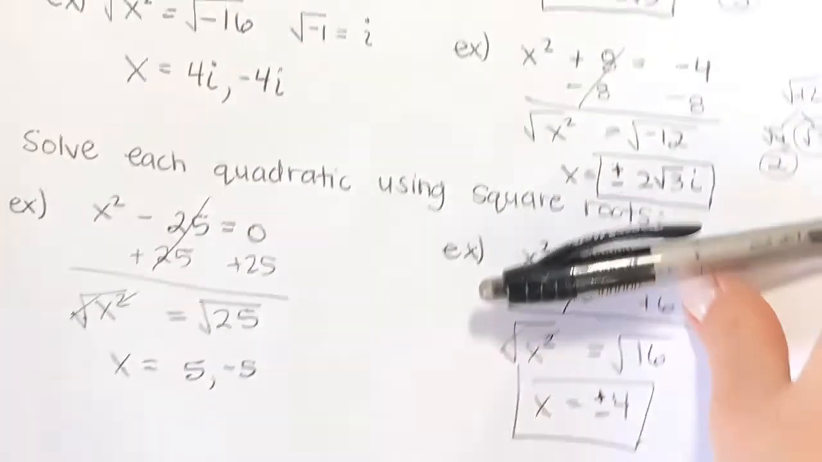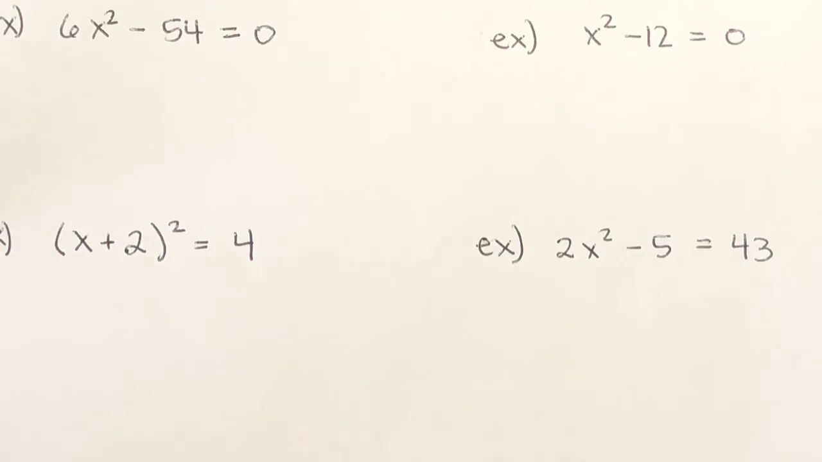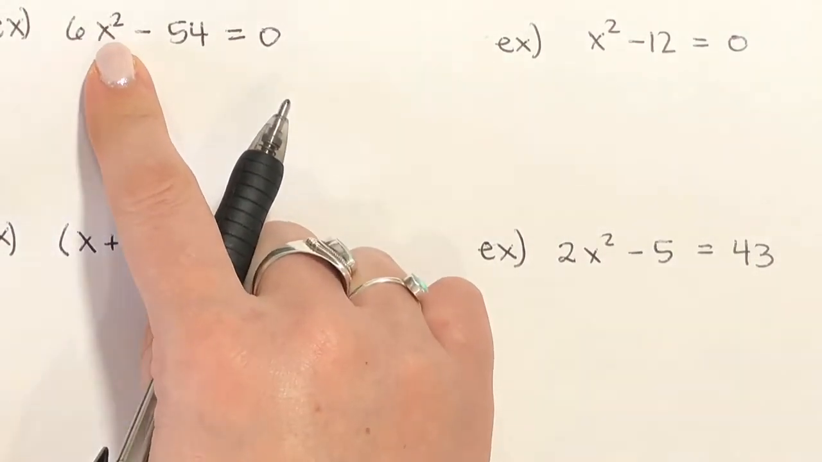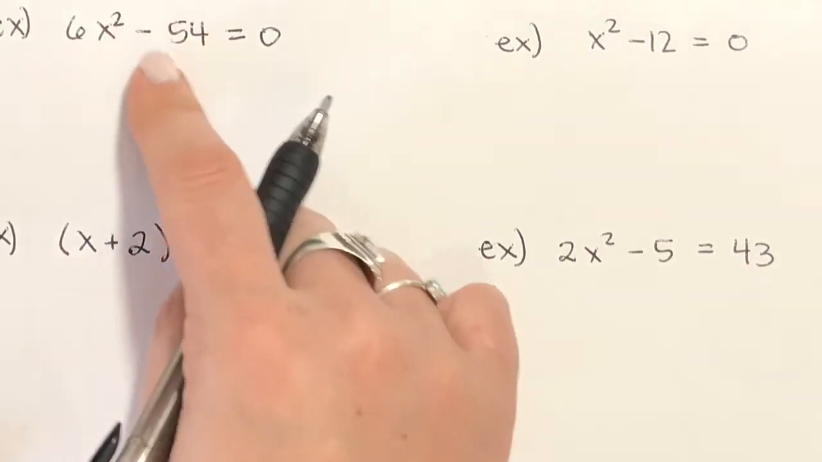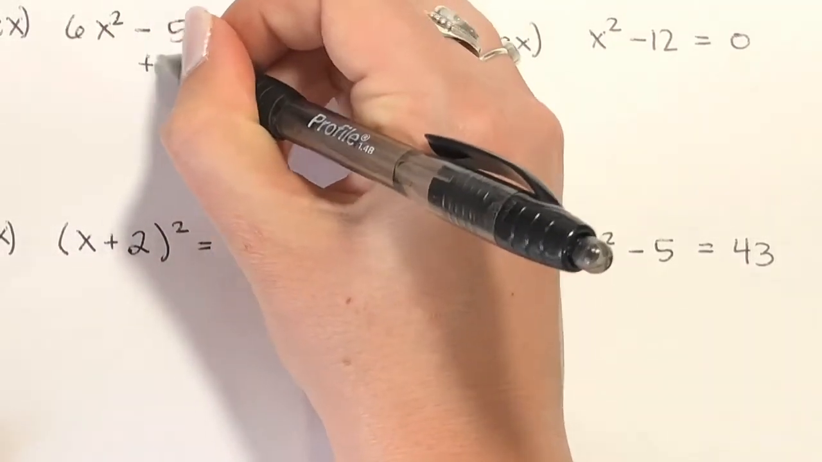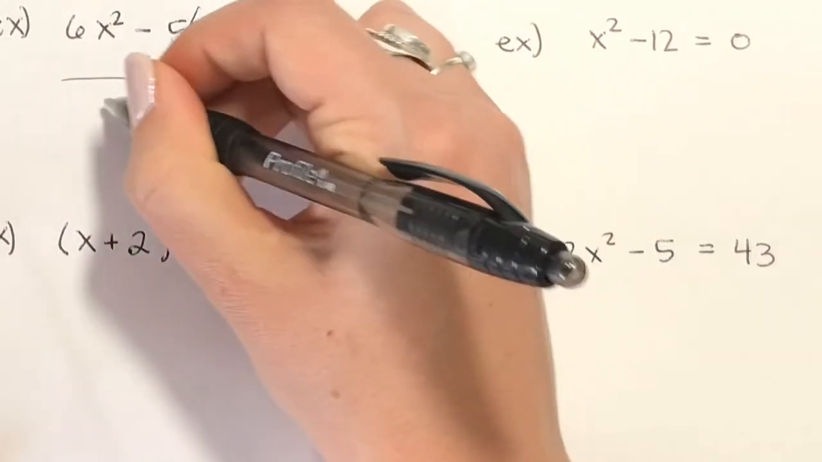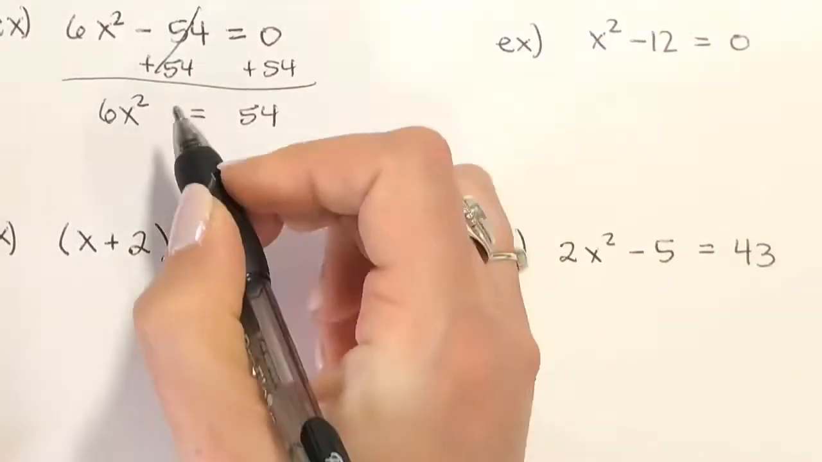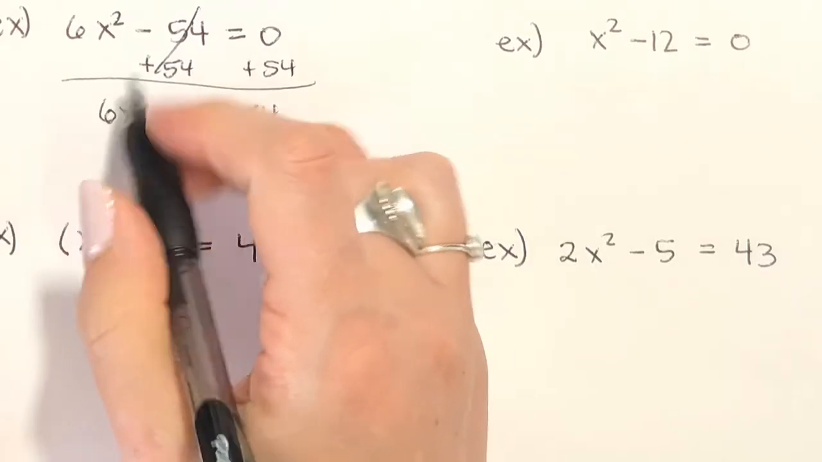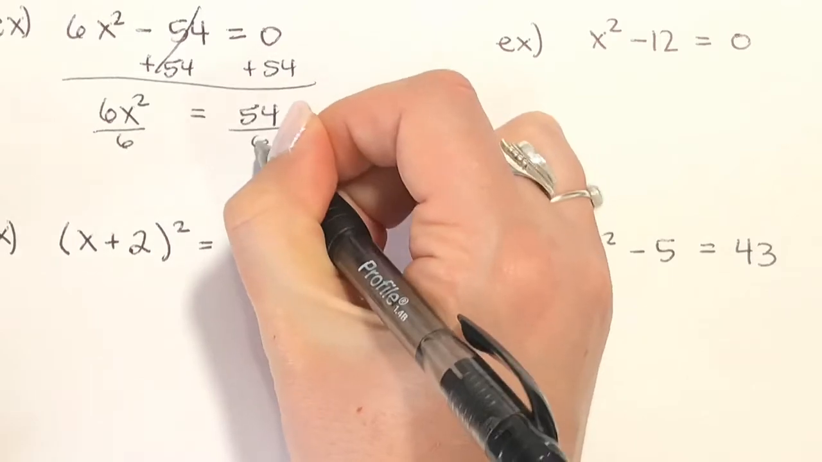Okay, let's look at some more. I'm going to make these a little bit more complicated as we go. So trying to get x alone, I say I have a times by 6 and I have a minus 54. For your order of operations, we're going to get rid of this minus 54 first by adding 54 to the other side. So I still have the 6x squared equals 54, but then I still can't do the square root until the 6 is gone. So to get rid of a times by 6, we need to divide by 6 first.